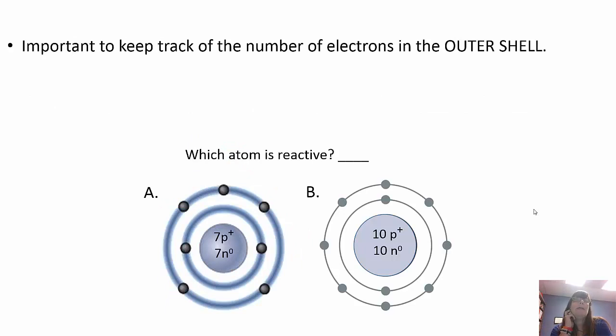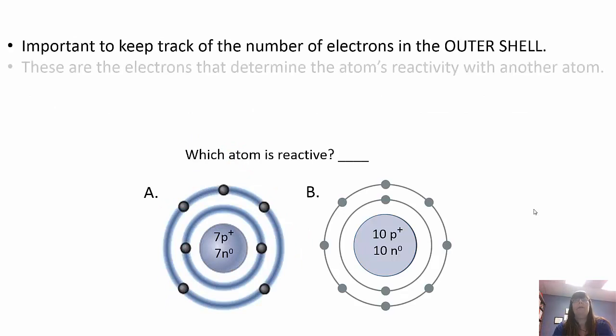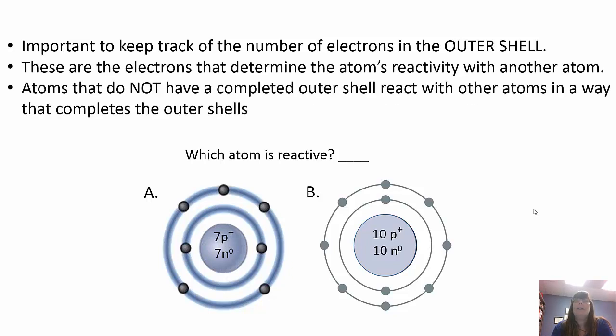So you have to keep track of the number of electrons in the outermost shell. That's very important. Those are what are used to determine the reactivity with another atom. If you don't have a complete shell on the outside, it'll react with another atom until their shell is complete. So which of these two is reactive, A or B? So you just count the number of electrons in the outermost shell for both of them. A has 1, 2, 3, 4, 5. B has 1, 2, 3, 4, 5, 6, 7, 8. So 8, remember, it's full, so A is going to be the reactive atom.